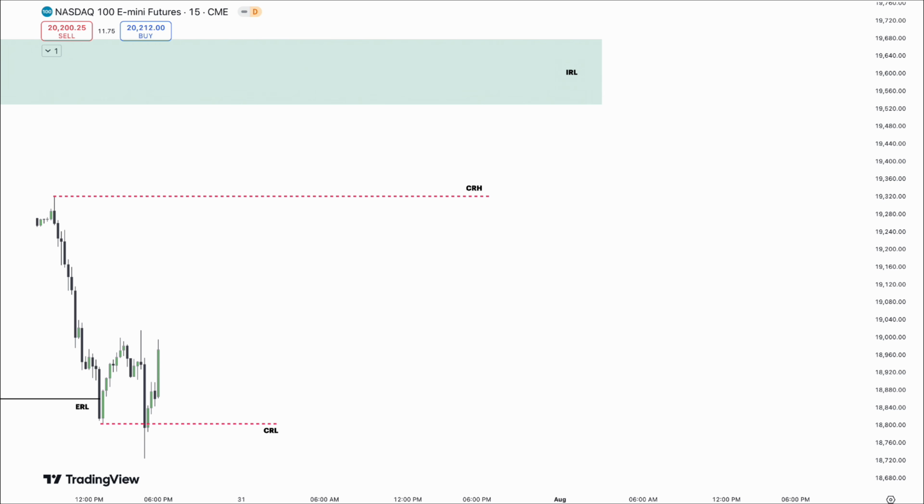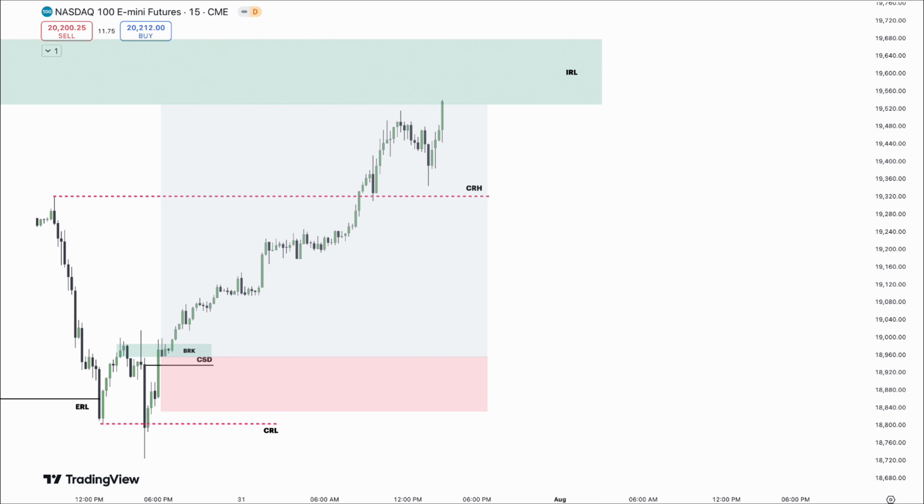The price shows displacement to the upside and creates a change of state delivery, CSD, which we'll mark. There's also a breaker above that we should note. From this point, we can open a long position, placing our stop just below the breaker and the FVG. Our first target will be the high of the CRT, and the final target will be the IRL, which is this FVG. As you can see, our first take profit has been hit, so we'll extend our target to the next liquidity at the IRL and see how the price reacts. And you can see that the price finally reached our target.